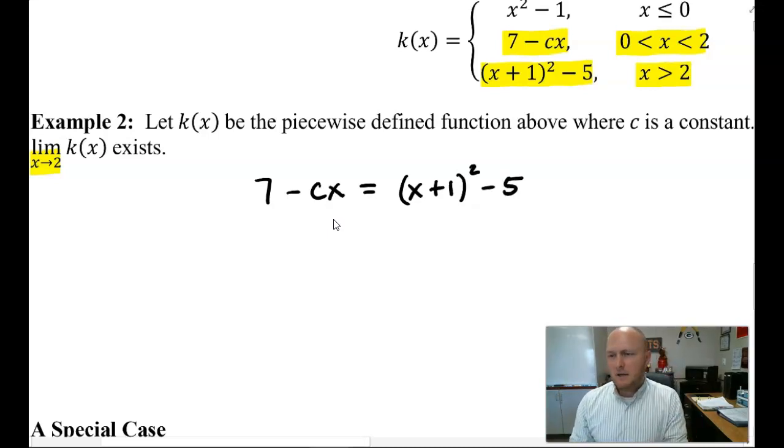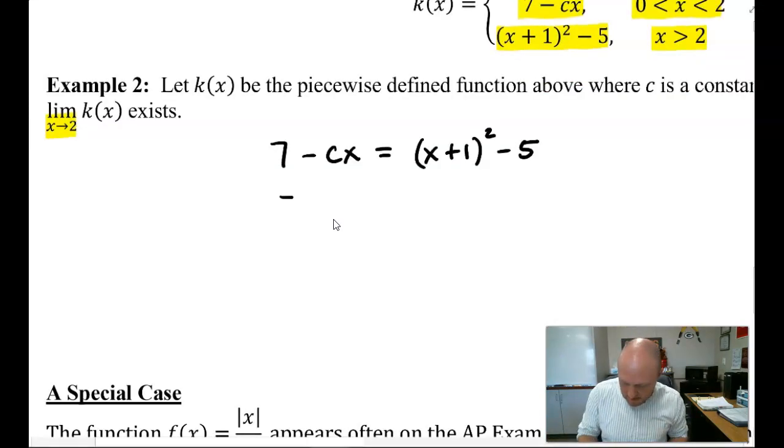Now, you may be saying, hey, there's multiple variables there. Yes, but in this case, what's x? What value are we approaching? 2. So I can rewrite this: 7 minus 2c is equal to (2 plus 1), that's 3, squared, that gives us, well, I'll just do this.